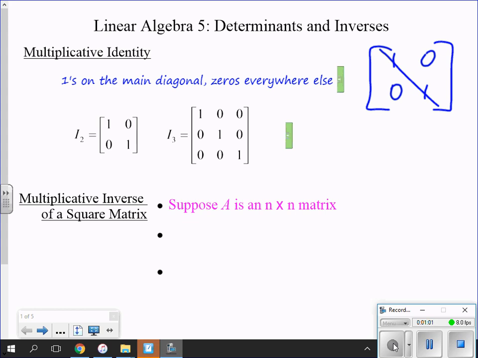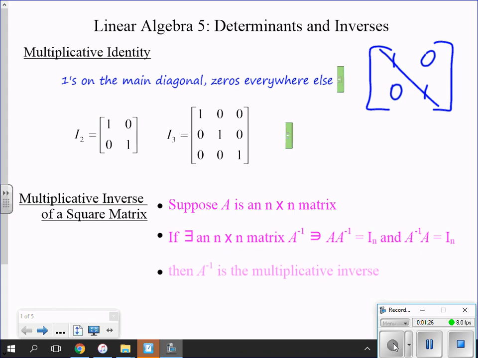Suppose A is an n by n matrix. So if I have an n by n matrix, if there exists an n by n matrix A inverse, such that A inverse times A and A times A inverse is equal to the identity matrix. So if A, then A inverse is a multiplicative inverse.